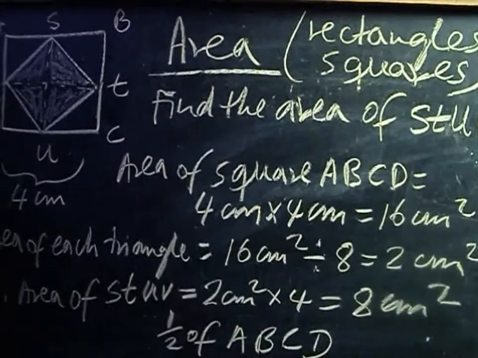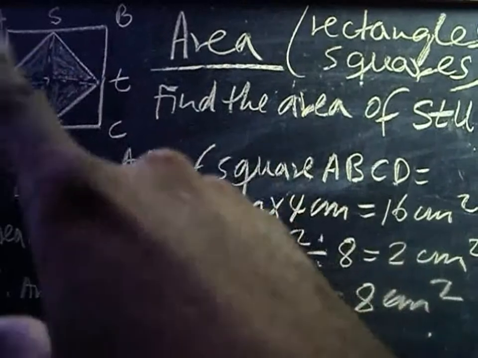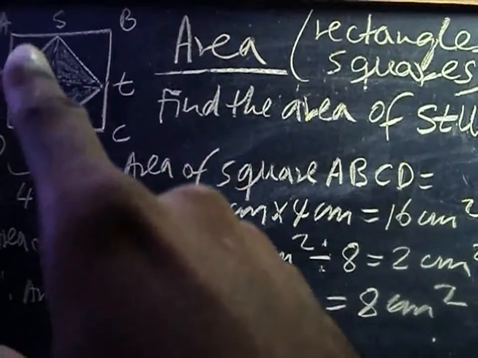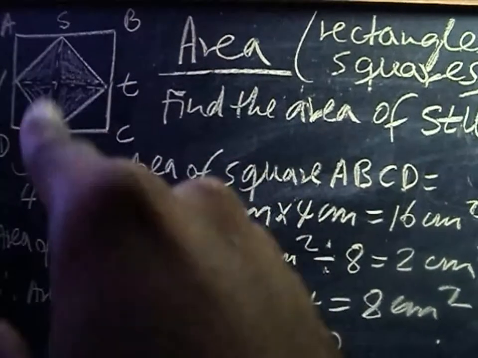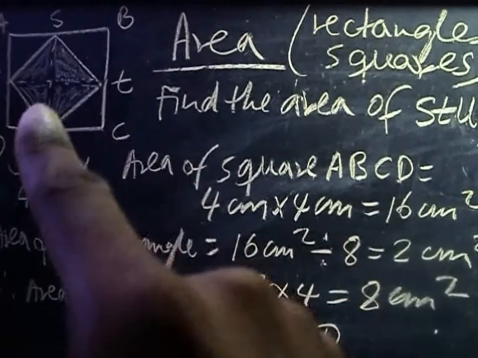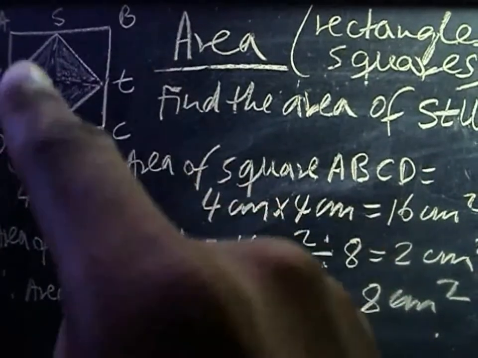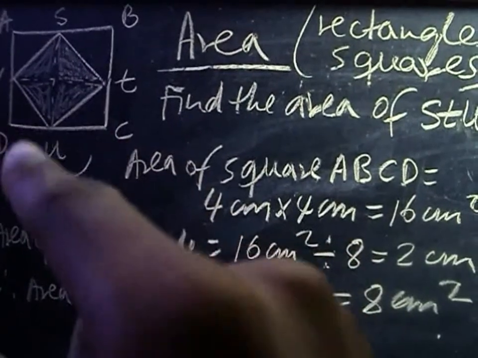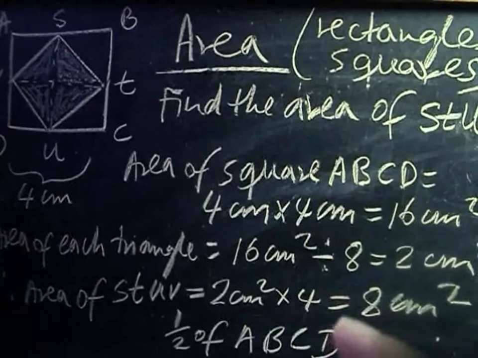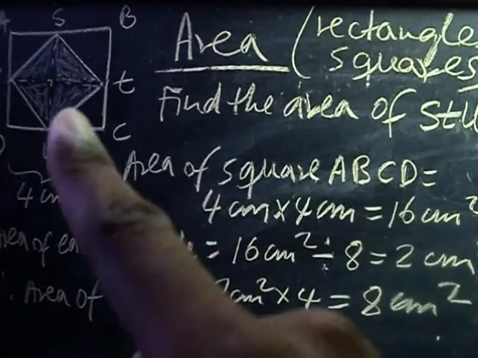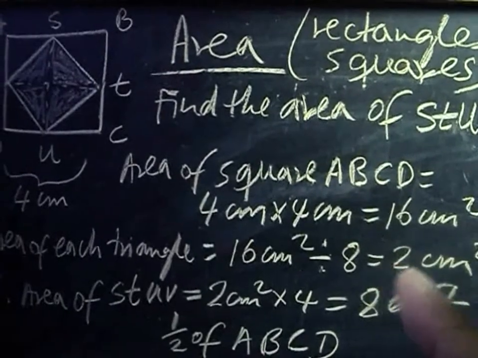So if you have 8 triangles and we assume that all of them are equal, and the area of this entire thing is 16 centimeters squared, I want the area of one triangle. Any one of them. So I'm going to divide the total area, 16 centimeters squared, into 8 parts. 16 centimeters squared divided by 8 will give me the area of one triangle, which is 2 centimeters squared. 16 divided by 8 is 2, of course.